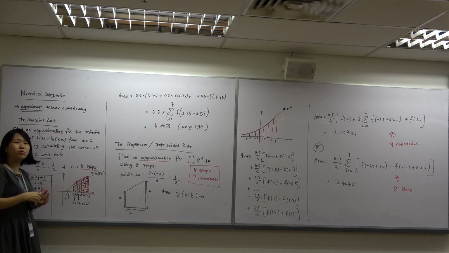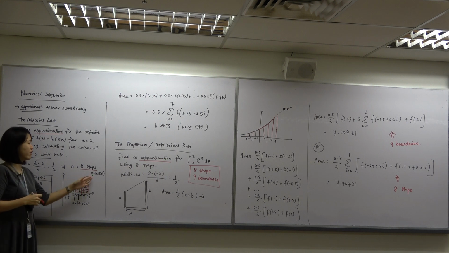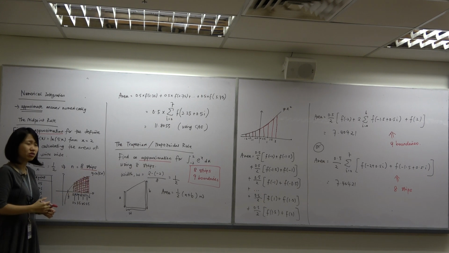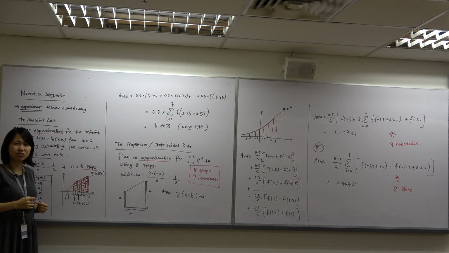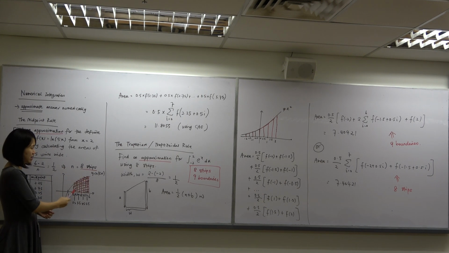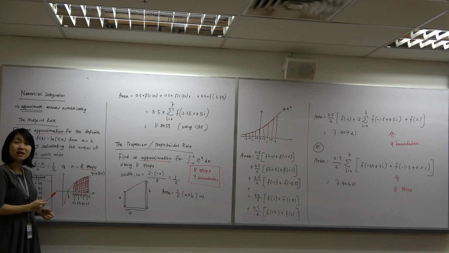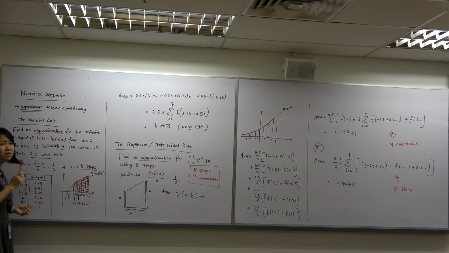What I've done on the board was, I drew the graph of y equals ln 5x, and it is actually a curve like this. So if these 8 strips divide my area, you are going to get 8 rectangles like that. 1, 2, 3, 4, 5, 6, 7, 8. So how then do I approximate? Bear in mind I'm going to make use of the midpoints.